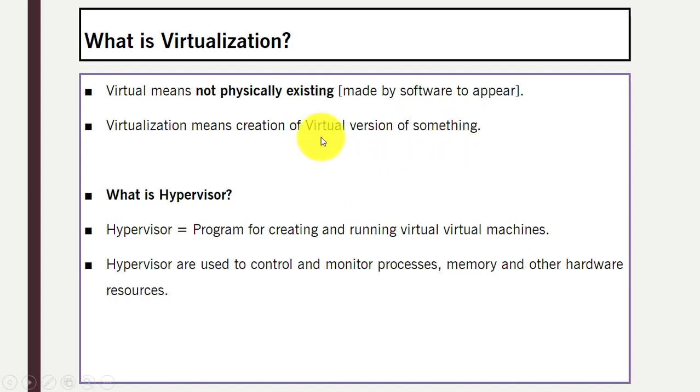So for virtualization we are using a hypervisor. What is a hypervisor? It is a program that we are using for creating and running virtual machines. And using a hypervisor we can control and monitor the processes, memory and other hardware resources.